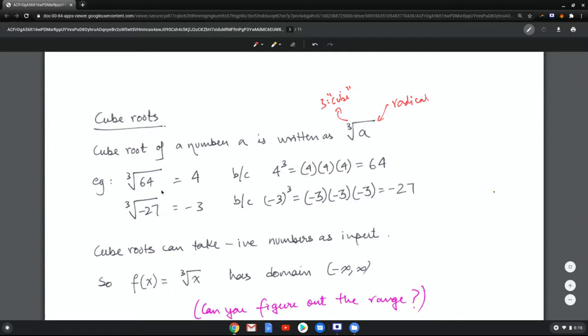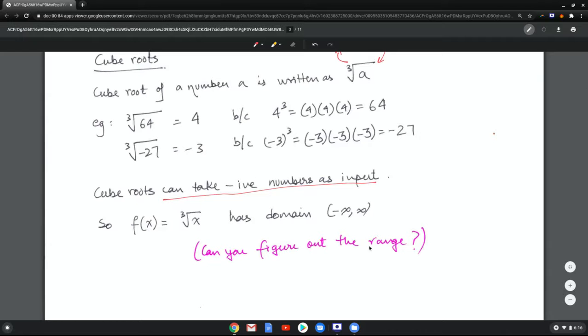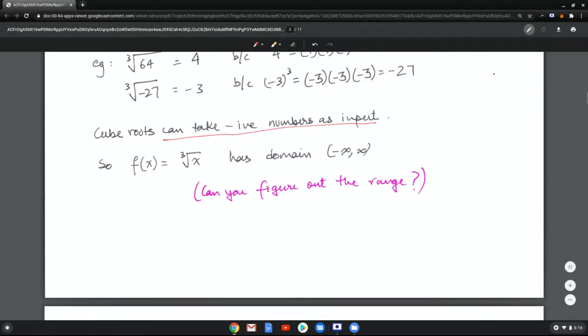So for example, the cube root of 64 is 4, because 4 times 4 times 4 is 64. And the cube root of negative 27 is negative 3, because negative 3 times negative 3 times negative 3 is negative 27. So what we notice is the cube root can take negative numbers as input. So its domain is negative infinity to infinity. Now, can you figure out the range? Again, you can pause the video here and try to figure it out.